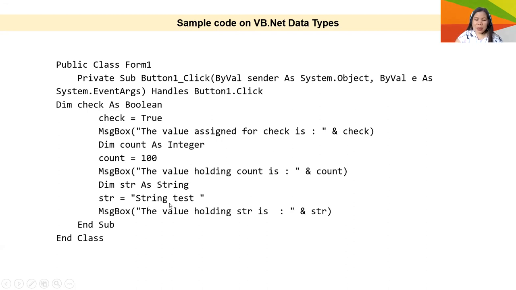Then after clicking the OK button, another message box will pop up. This message box contains the str variable. We declare str as String, and we assign a string value to this str variable, that is "string test". That means this message box will display the message "The value holding str is", and then the value we assigned to str, that is string test. So the output will be this.